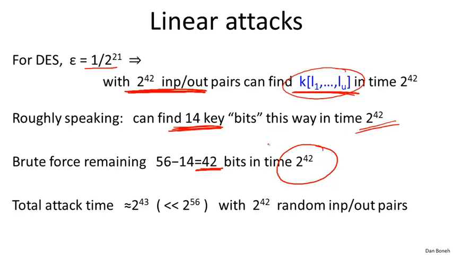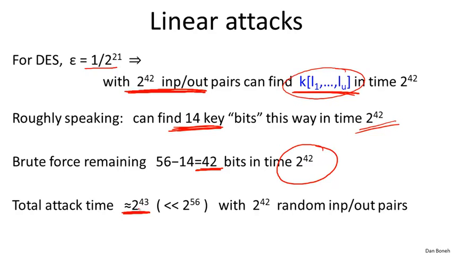So what's the total attack time? Well, the first step of the algorithm to determine the 14 bits took 2 to the 42 time, and the remaining brute force search also took 2 to the 42 time. So overall, the attack took 2 to the 43 time. Okay, so now this is much better than exhaustive search.